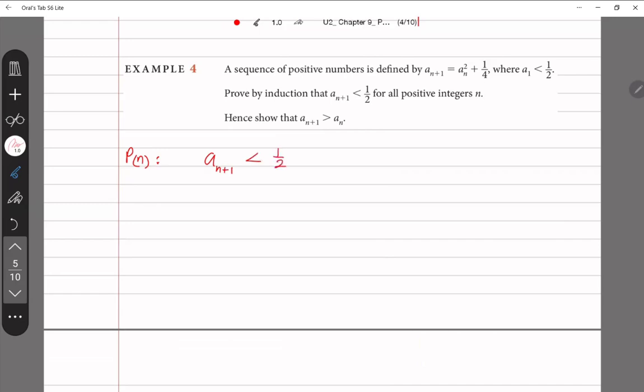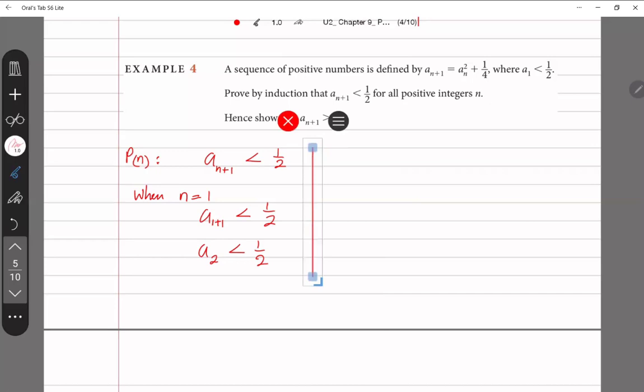All right, so I'm going to say when n is equal to 1, I'm going to have what? a to the 1 plus 1 is less than a half. So a to the 2 is less than a half. All right, so that is not enough proof. That's all it's saying. It's saying a to the 2 is less than a half.